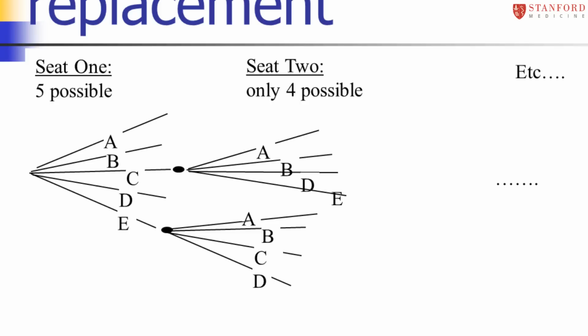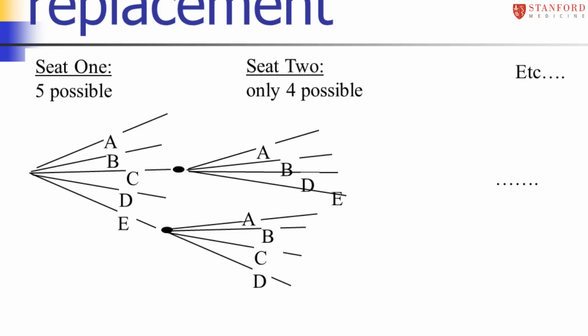But let's say, for example, that you sit C in the first seat. Now C is sitting down, so he or she is no longer able to sit in any of the other seats. So if you go down the branch, if you sit down C in the first seat, then the possibilities for the second seat are reduced down to 4, A, B, D, or E. And same as if you sit E in the first seat, then the possibilities are reduced down to A, B, C, or D, again 4 for the second seat.